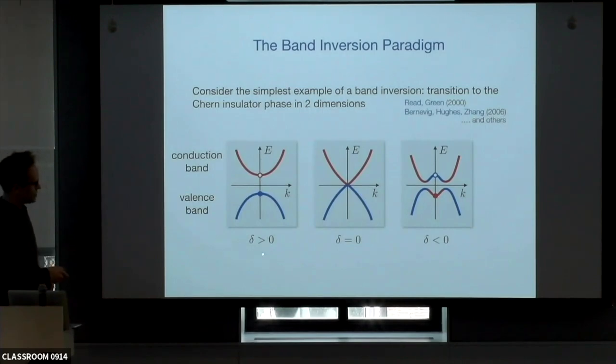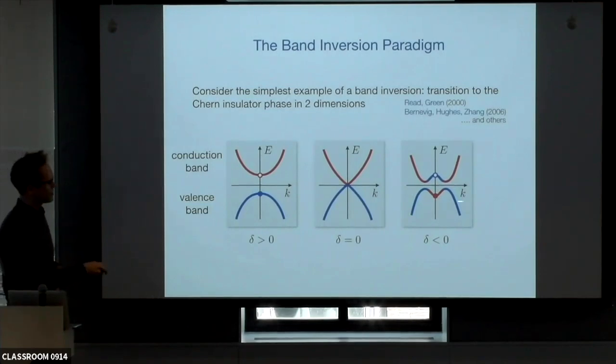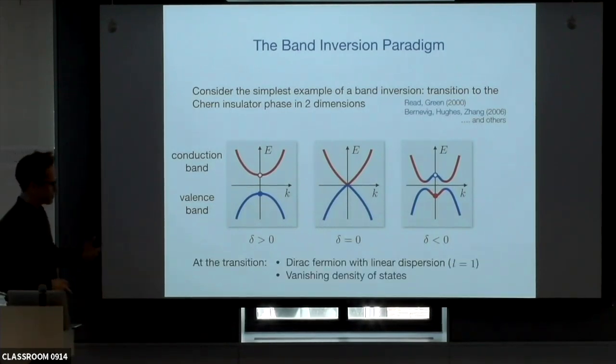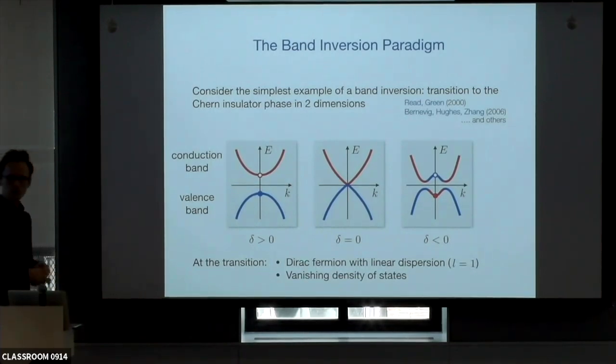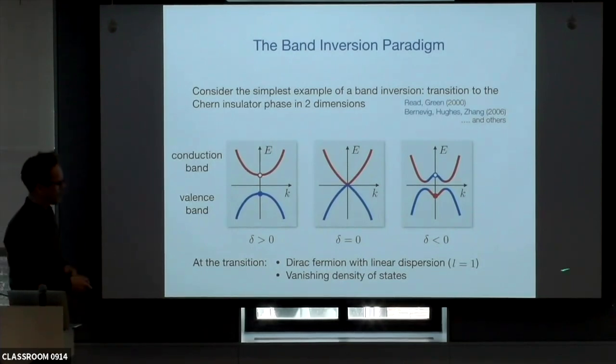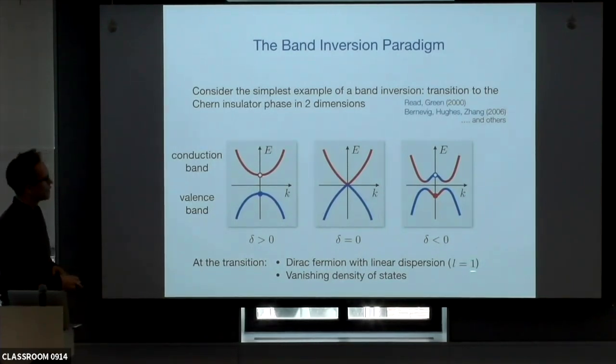So when delta is positive, delta just measures the energy difference between the bands of these two states. And if it's positive, and you fill this band completely, you just have a real band insulator. And here, delta has switched sign, and that describes the Chern insulator. When delta is zero, you're right at the transition, and then the system is gapless. And this gapless point is, as we perhaps know very well, described by a Dirac fermion with linear dispersion. So that implies that this is an example of an angular momentum 1 band inversion. And it furthermore implies that the density of states right at the transition vanishes.